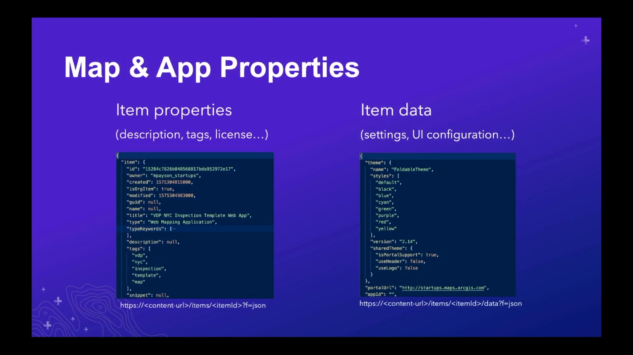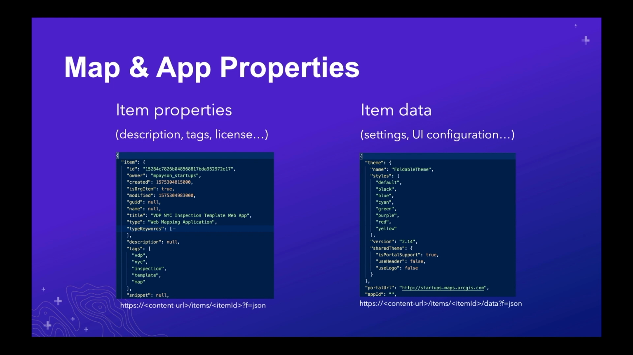As a quick, somewhat tangent, earlier Thomas mentioned that there are map and app properties in addition to just layers, and I thought it'd be helpful to mention how those get represented as well. So in this case, the item properties are similar. You have your description, your tags, and your license, but basically everything that represents a map and a configurable application in ArcGIS Online is stored in the item data endpoint.